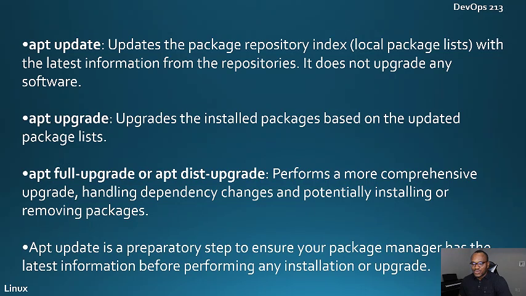Just for emphasis, because this is very important: apt update will update the package repository index with the latest information from the repository. It does not update the software. Apt upgrade upgrades the installed packages based on the updated package list. Apt full-upgrade or apt dist-upgrade performs a more comprehensive upgrade, handling dependency changes and potentially installing or removing packages. So apt update is just a preparatory step to ensure your package manager has the latest information before performing any installation or upgrade.